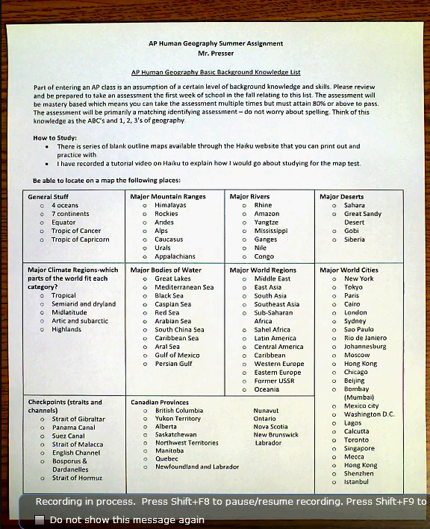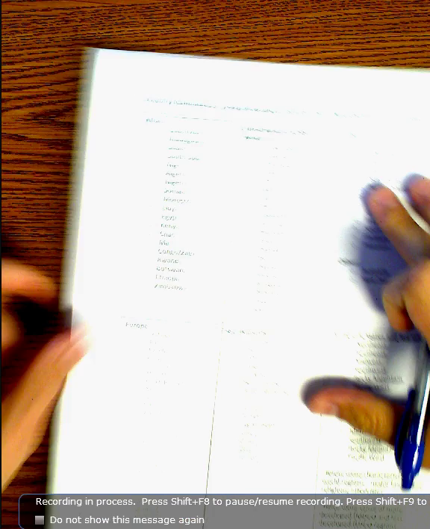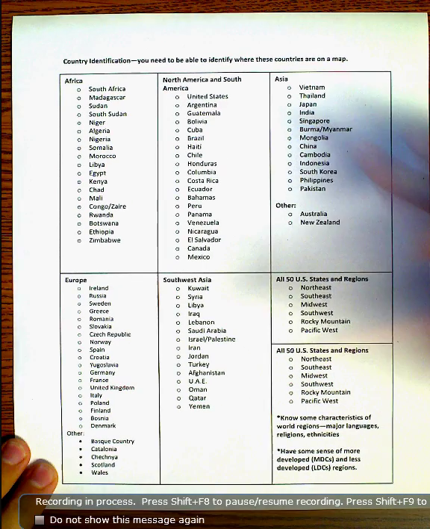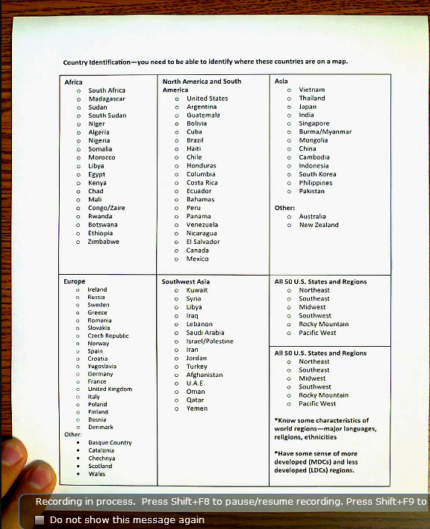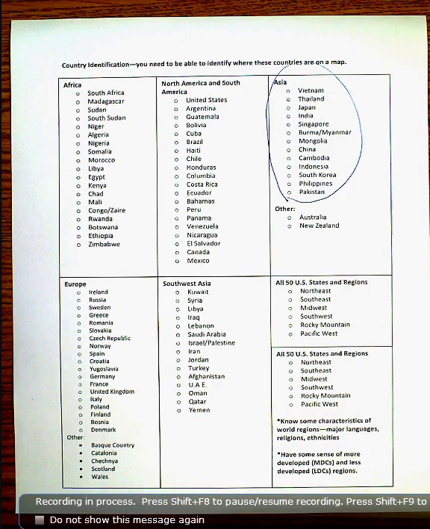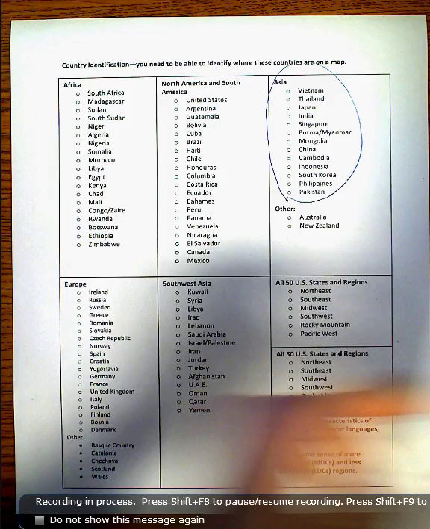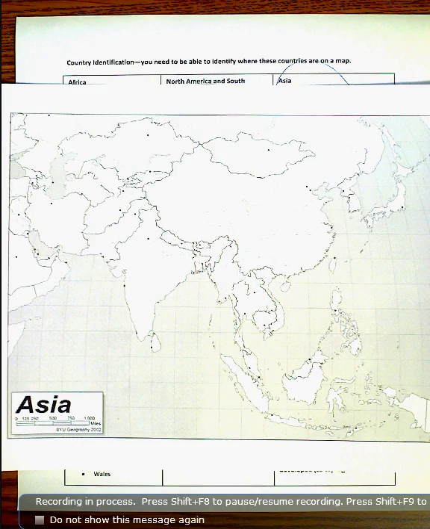In this tutorial, I'm going to show you how I would go about studying for the AP background exam. So here I have the list of places you need to be able to locate. I'm going to turn it over to the back side so that I can see the countries in the different regions of the world that you'll need to know. And as an example, I'm going to focus on Asia. I printed out a blank outline map of Asia, which you can find on the Haiku website.